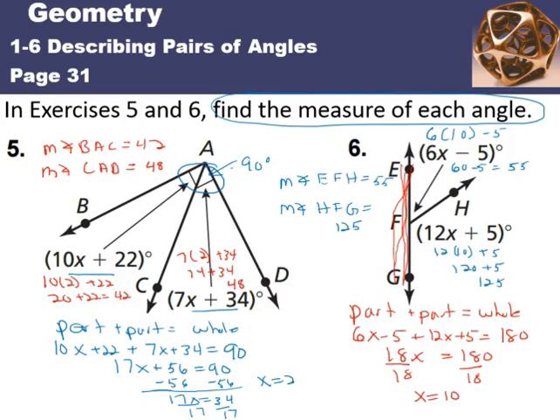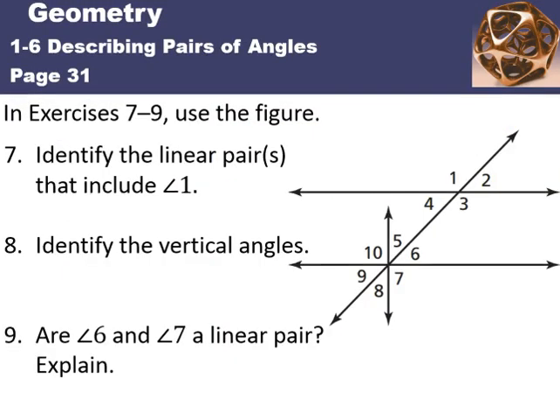Okay, and then 7, 8, and 9. So we're identifying any linear pairs that include angle 1, so any linear pair with angle 1. So remember, linear pair makes a straight line. So what angles make a straight line with 1? So we have a straight line going this way, and the ones that make it are 1 and 2. So angle 1 and angle 2 make a linear pair. And we're only doing ones with 1 in it. And then this one also, 1 and 4. So angle 1 and angle 4.